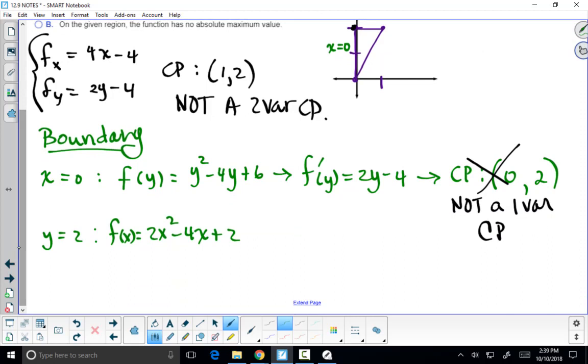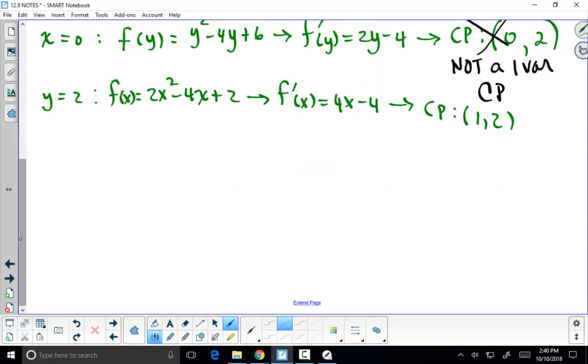So now that's giving us our function values along the top edge only as a function of x. So it's a one-variable function. Let's see if there are any one-variable critical points hidden inside that little interval. If we come up with one of the endpoints, it's not a one-variable critical point. Take our derivative, f prime of x, we get 4x minus 4. That means our potential critical point is x equals 1. Oh, (1, 2), that's a boundary point, that's not a critical point. So, not a one-variable critical point.